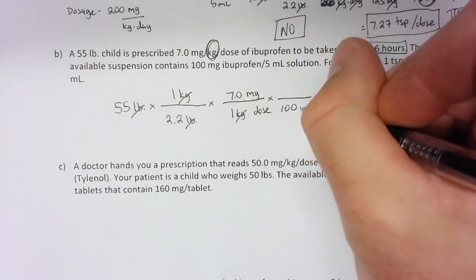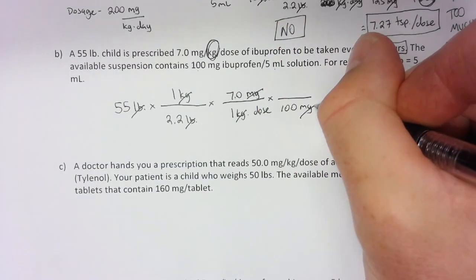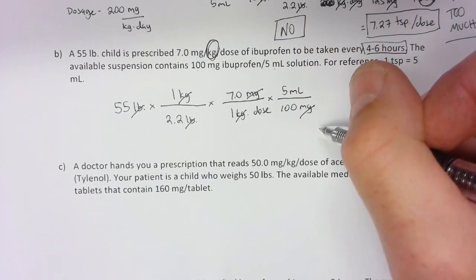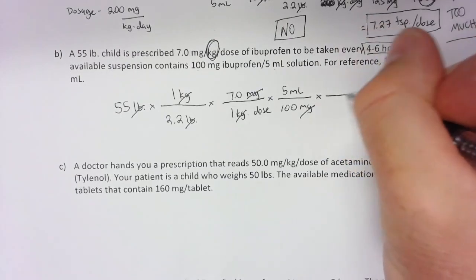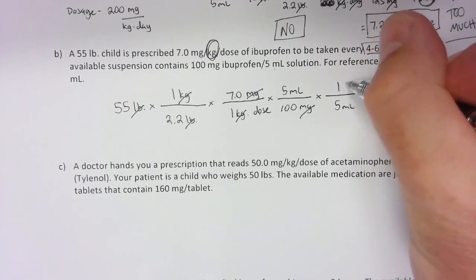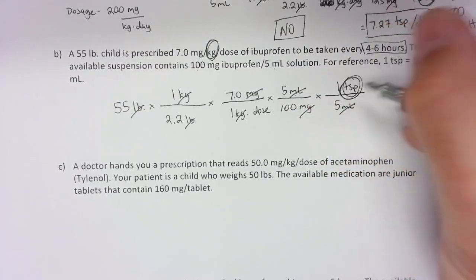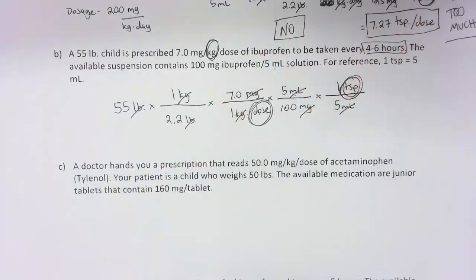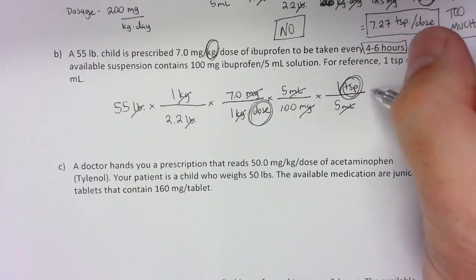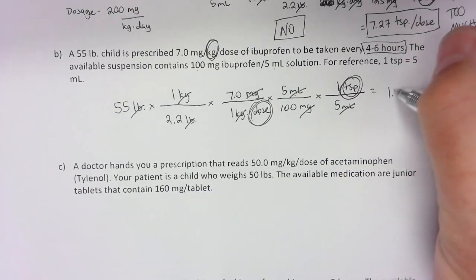100 milligrams. I put that on the bottom so I can cancel it out, for every 5 milliliters of liquid, and then finally converting this into teaspoons. Canceling out my milliliters, so I'm left with teaspoons per dose. Those are the only 2 units that are left over. And when you do this calculation, you end up with 1.75 teaspoons.